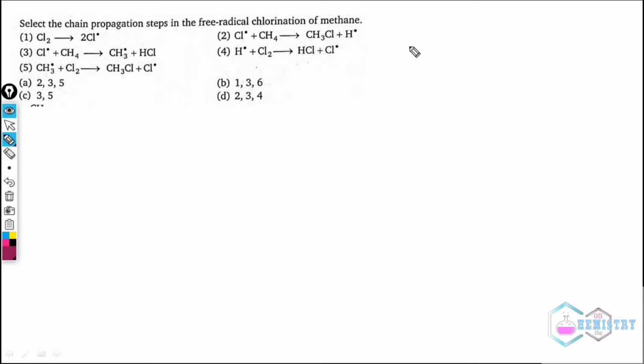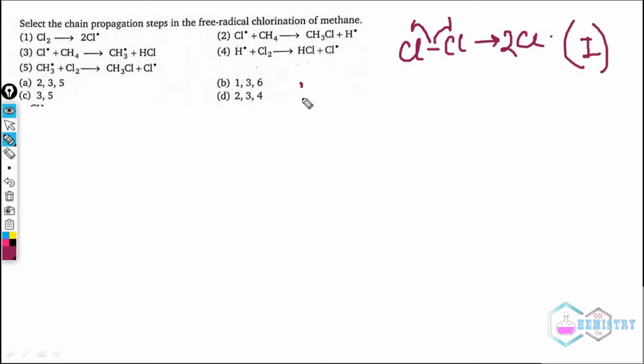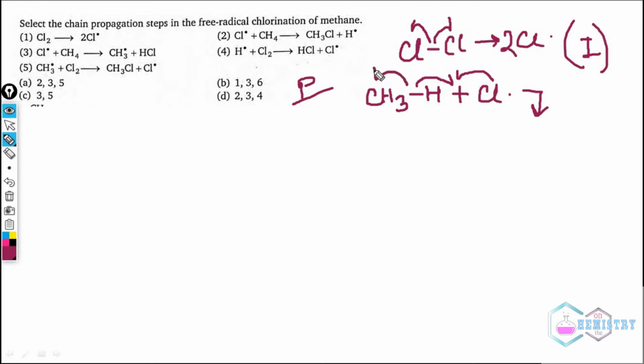So the reaction starts with the chlorine molecule breaking down to form 2 chlorine radicals. This is the initiation step. Now we come to the propagation step, and this is actually what the question wants. So in the propagation step, what happens? The CH4, that is the methane, reacts with the chlorine. How? The hydrogen is abstracted by the chlorine, and we get a CH3 dot plus HCl.